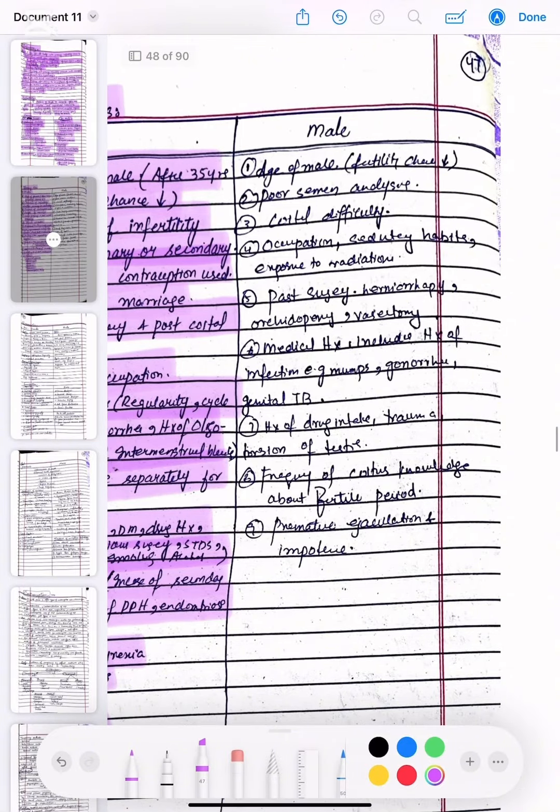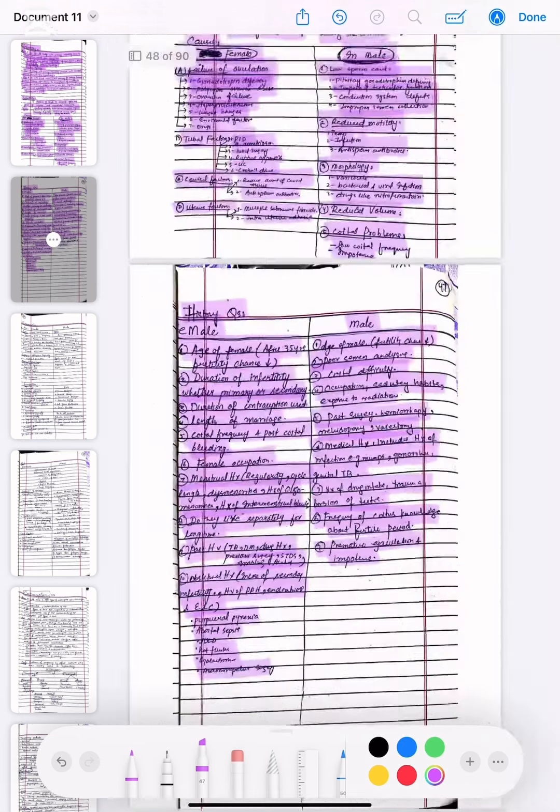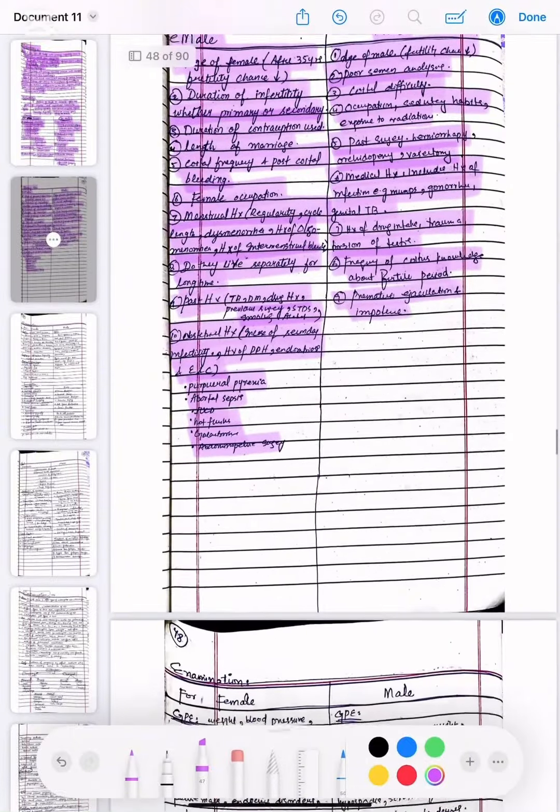Now for the male: the age of the male and the fertility chance, poor semen analysis, coital difficulty, occupation, sedentary habits, exposure to radiation, and past surgery such as herniorrhaphy, orchidopexy, or vasectomy. Then the medical history, which includes the history of infections, for example mumps, gonorrhea, and genital TB, the history of drug intake, trauma, and torsion of testes, the frequency of coitus, knowledge about the fertile period, and premature ejaculation and impotence. These are the questions that should be asked of the male.